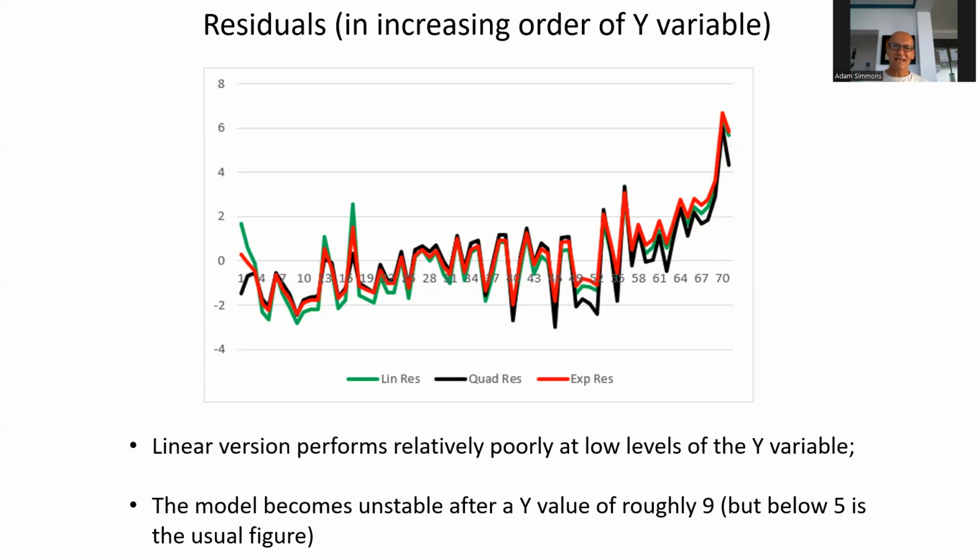But 9 is a very high value. It is not a typical value. Generally, the sort of numbers you expect to see in this industry are between 3 and 5. So over the range that we're genuinely interested in, which we would use for forecasting, all the relationships look pretty stable. But again, which one is the best?